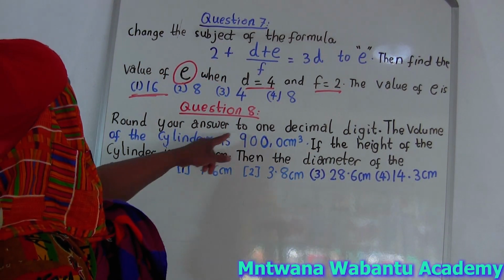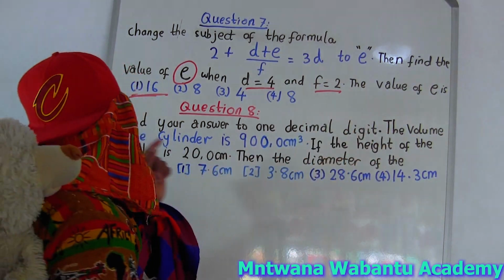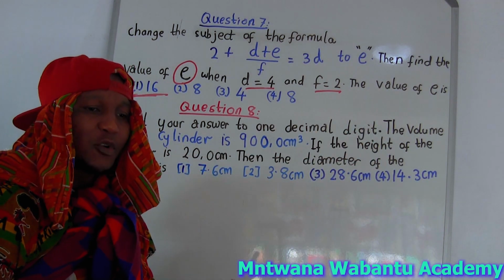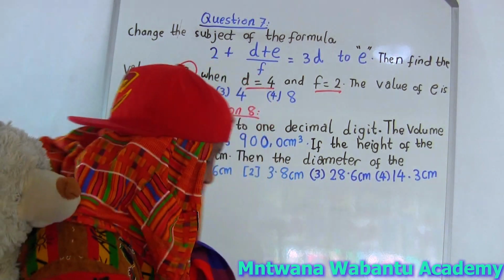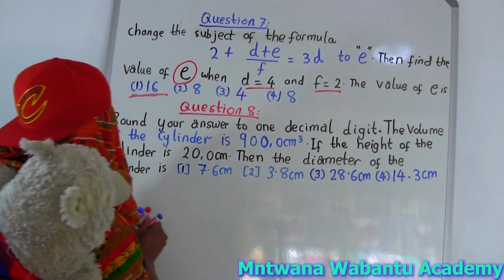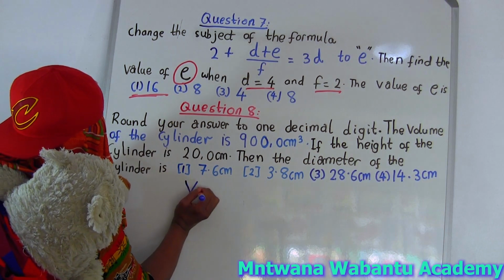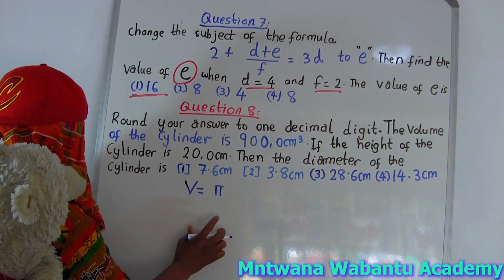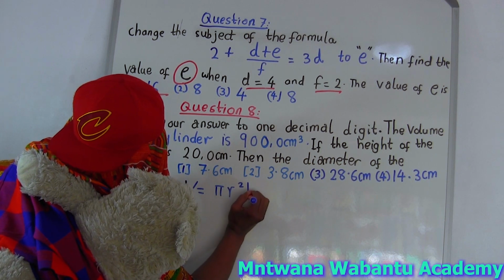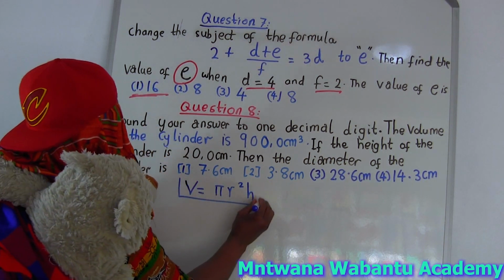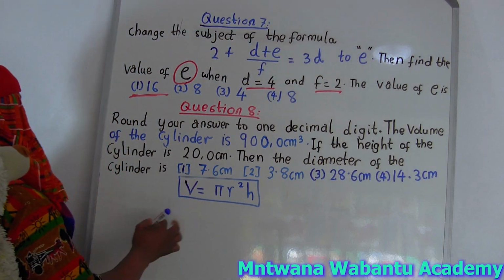So let's say here, round your answer to 1 decimal digit, the volume of the cylinder. First and foremost, you cannot do anything if you don't know the formula for the volume of the cylinder. Let's write the volume formula of the cylinder. Volume of a cylinder equals pi r squared times height. This is the formula for the volume of the cylinder.